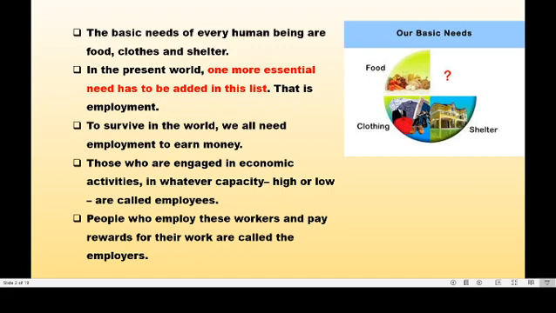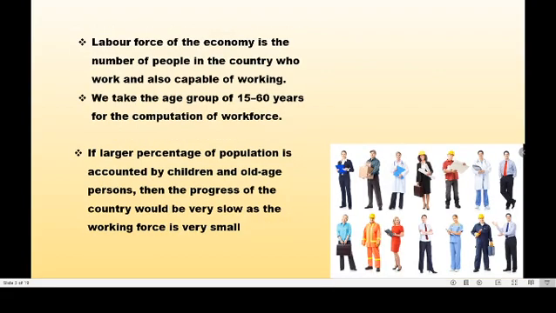So I am an employee in a school, but at the same time, the people who give me the work, who employ workers and pay rewards for their work, are called the employers. The management of a school is an employer, but I am the employee. Why do we do all these things? Because we need money to lead a peaceful life.